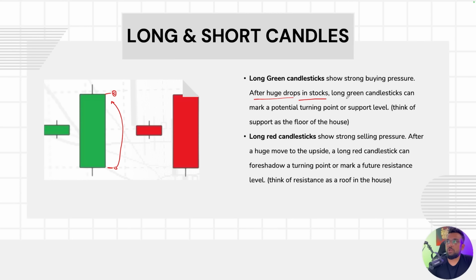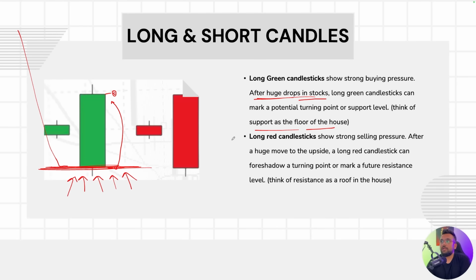After a huge drop in price, a long green candlestick can mark a potential turning point or support level. Think of support as the floor of your house. When you drop your phone from up high and it hits the ground, it bounces a little bit, right? That little bounce, wherever it happens, becomes a support. After a huge drop in price, if you see a candle like this, that means there's a strong area where a lot of buyers are interested, because these candlesticks only form when buyers come along.